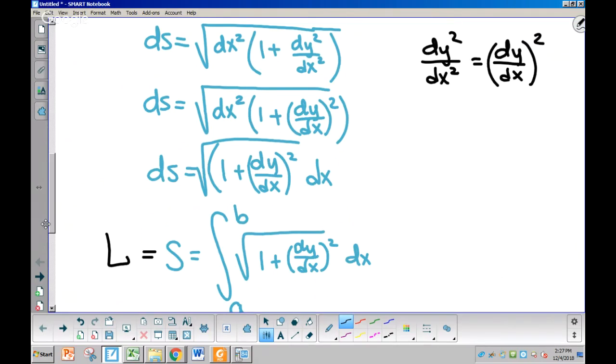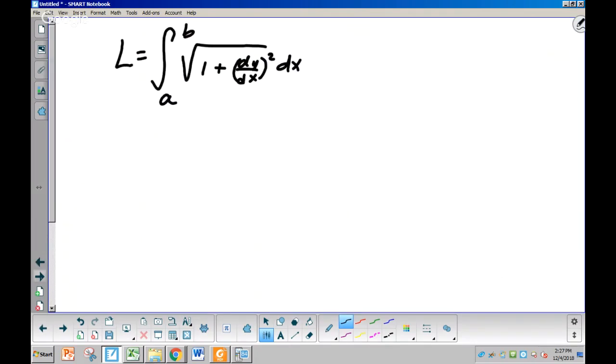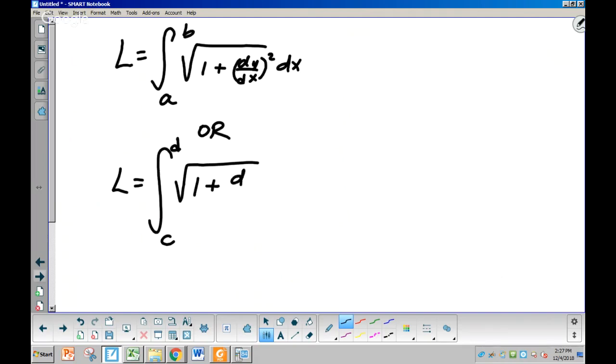How would you find that derivative? We can just put x equals f of y and then solve. I may have an example of that when we're doing it. So I'm going to write: L equals the integral from c to d of the square root of 1 plus dx/dy quantity squared dy. And that's if you have x equals a function of y. And you would just take the derivative of this.